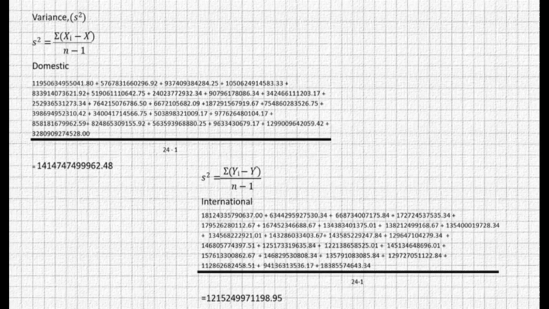The format for the variance is variance S squared equals the sum of (xi minus x bar) squared over n minus 1. And the result of the variance calculation for domestic is 1414747499962.48, while the variance calculation result for international is 1215249971198.95. So this is standard deviation.